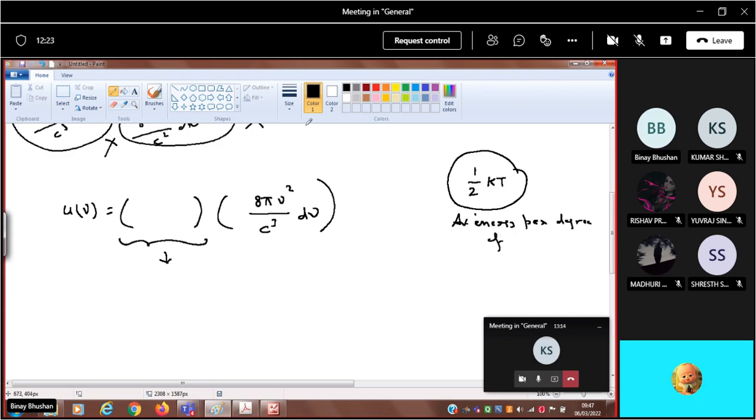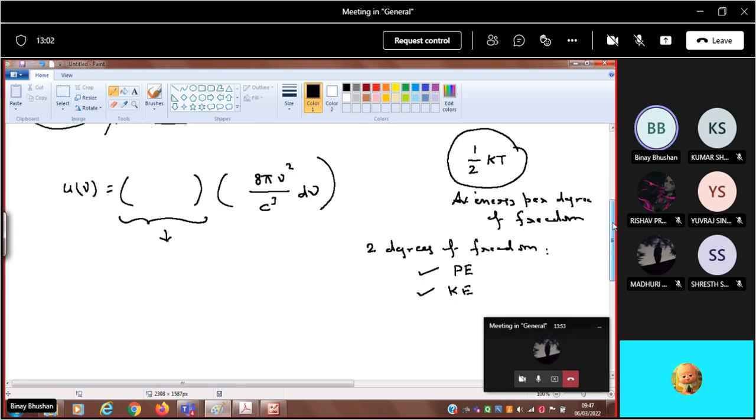Per degree of freedom. Now an oscillator will be having 2 degrees of freedom. How? One will be corresponding to potential energy and the other will be corresponding to kinetic energy. Any oscillator can have potential energy or kinetic energy. So it will be having 2 degrees of freedom.